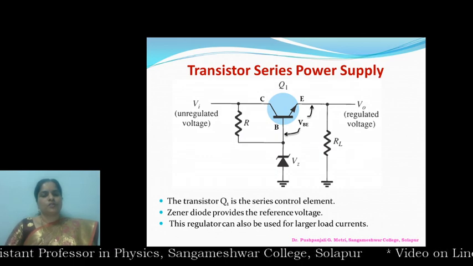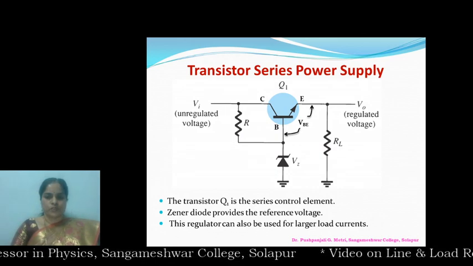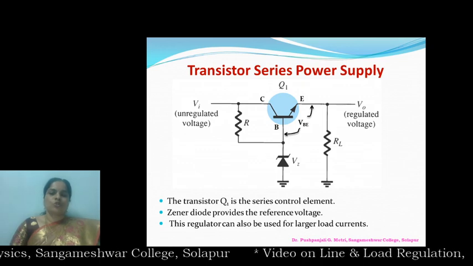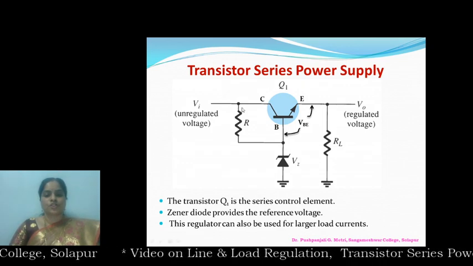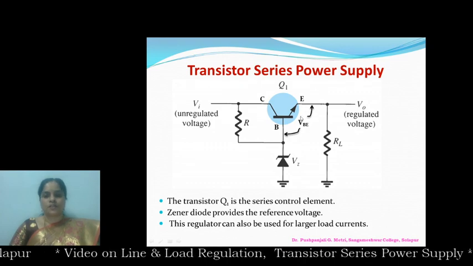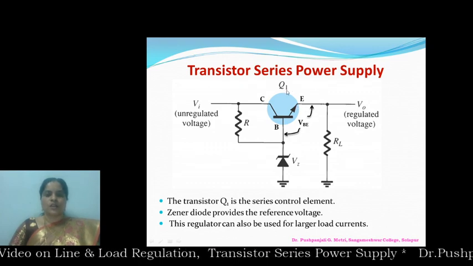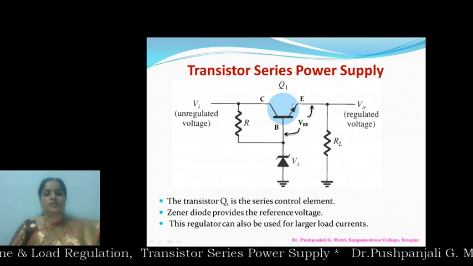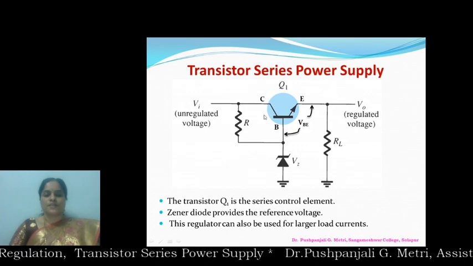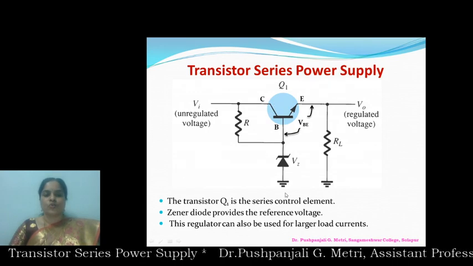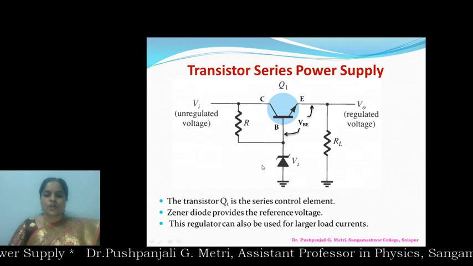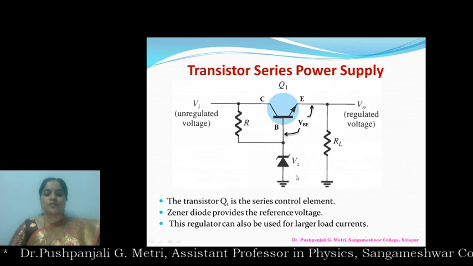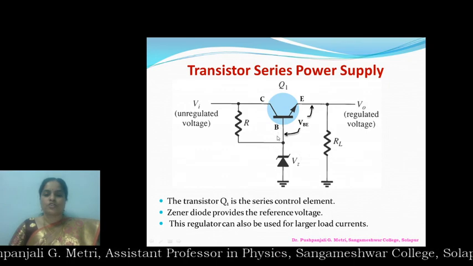Next, coming to the transistor series power supply. This is a power supply which is constructed using the transistor Q1. The transistor Q1 is the series control element, as it is connected in series with the unregulated voltage. Now here in the circuit you can see a Zener diode is used at the base of the transistor.